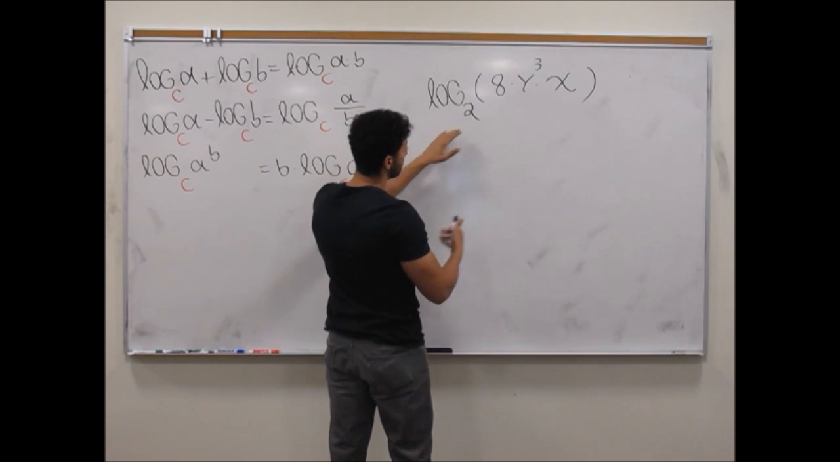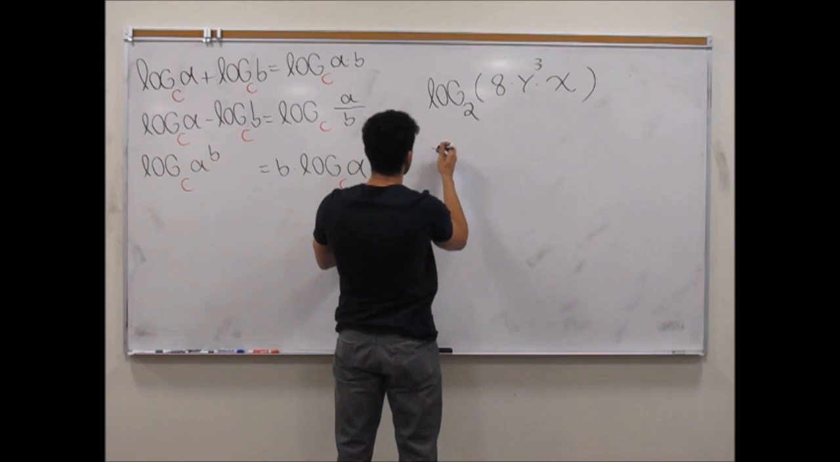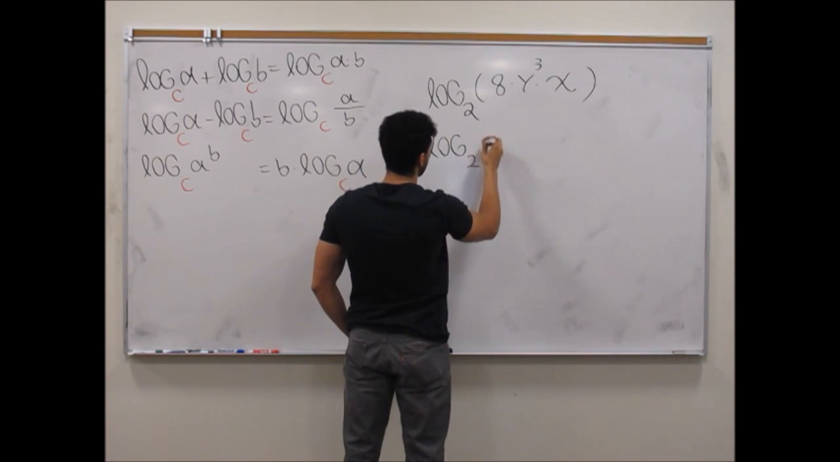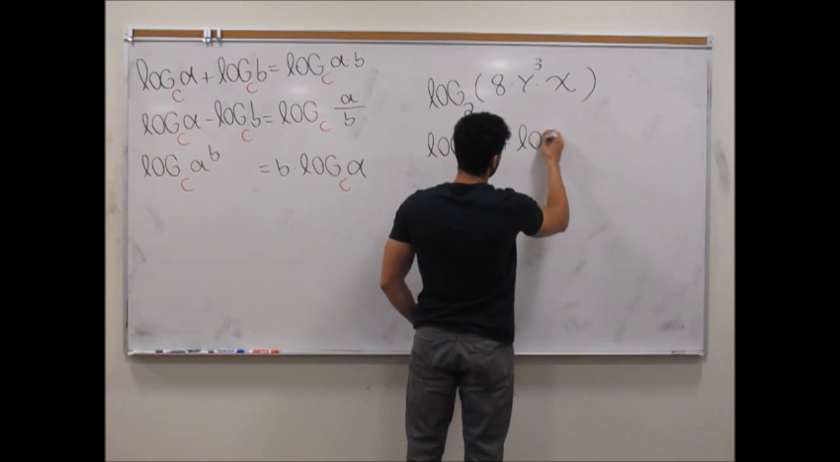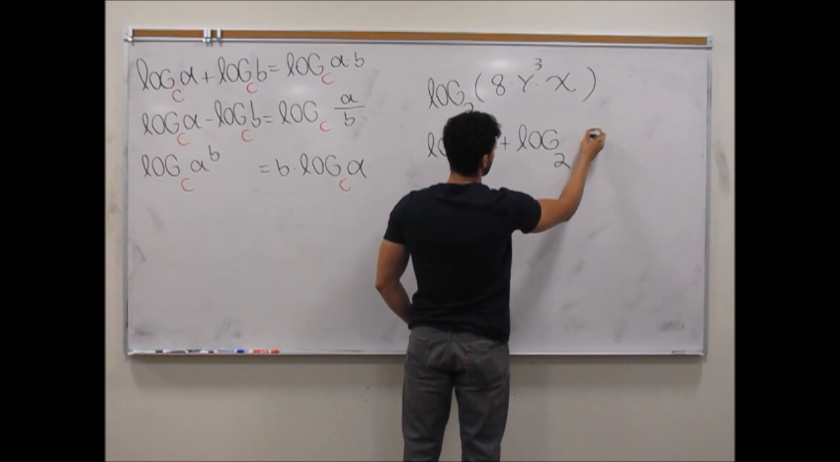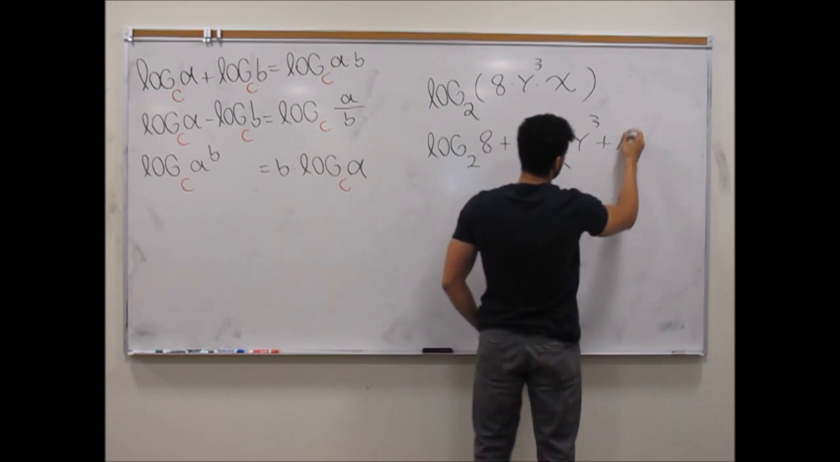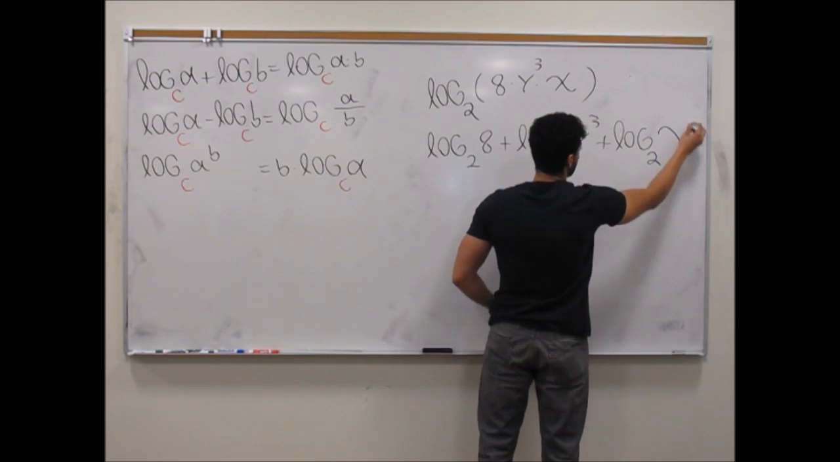And we always have the same base. So I'm going to write an addition sign in between these terms and these terms here. So it's going to be log base 2 of 8 plus log base 2 of y cubed plus log base 2 of x.